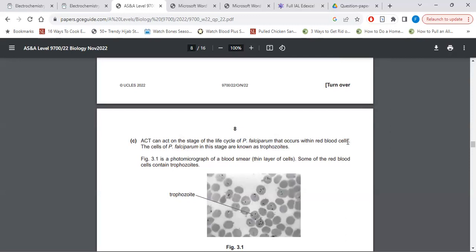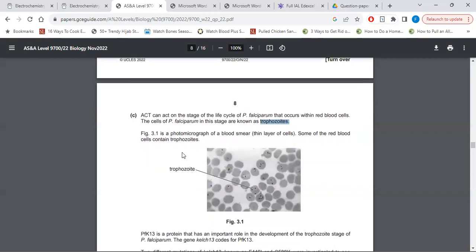Inshallah, when we do the topic of malaria, you will see that the pathogen of malaria has different life cycles. Some of the life cycle it spends in our liver, some in the red blood cells, some in the mosquito. So this therapy affects the pathogen when it is in the red blood cells. The cells of P. falciparum in this stage are known as trophozoites. Okay, so the cells of the pathogen in the red blood cells, the name for them is trophozoite.